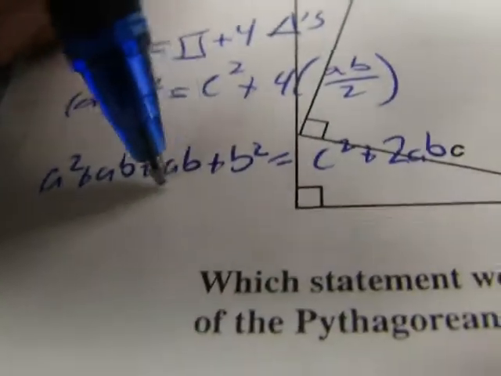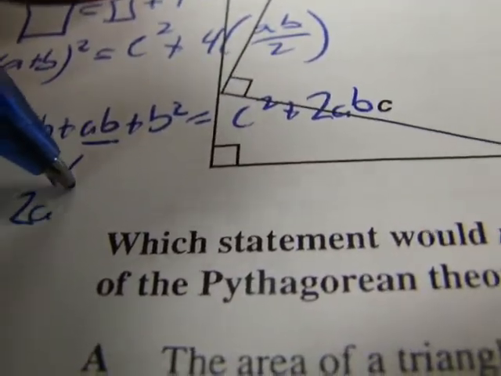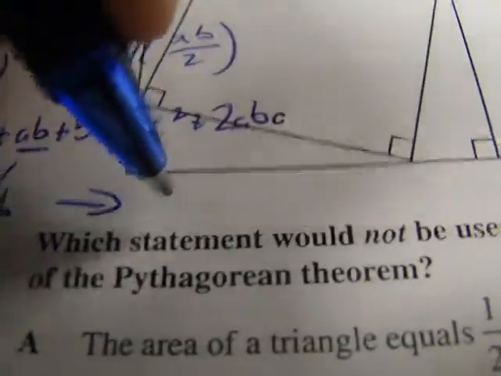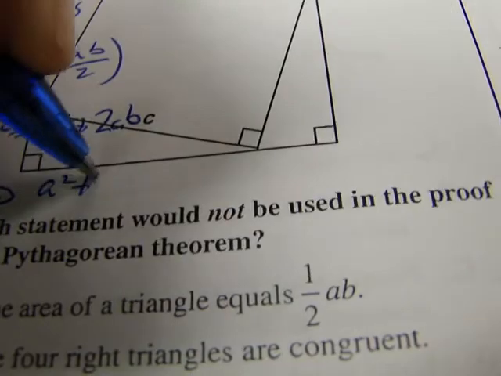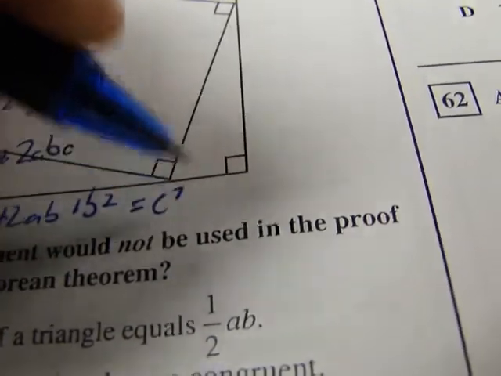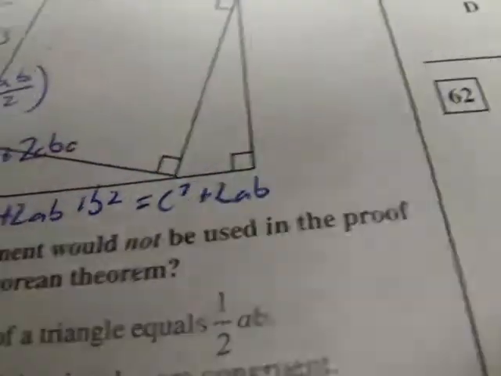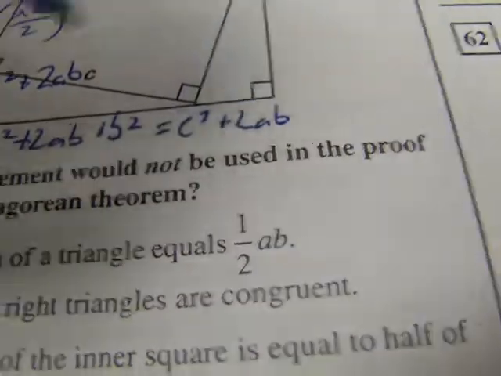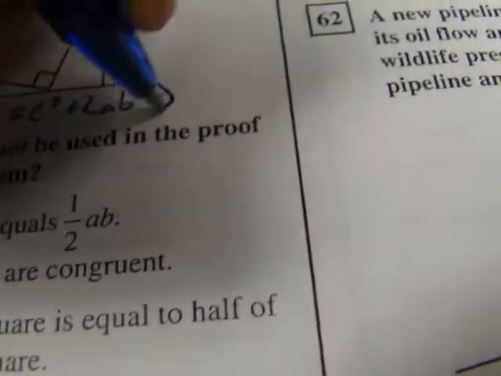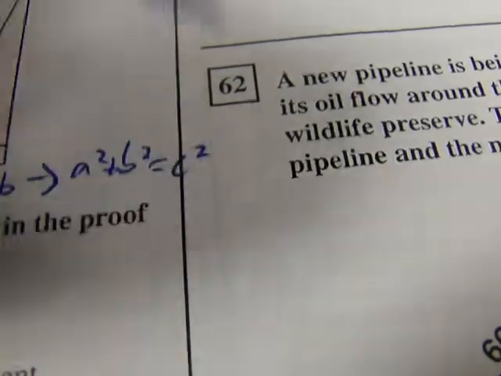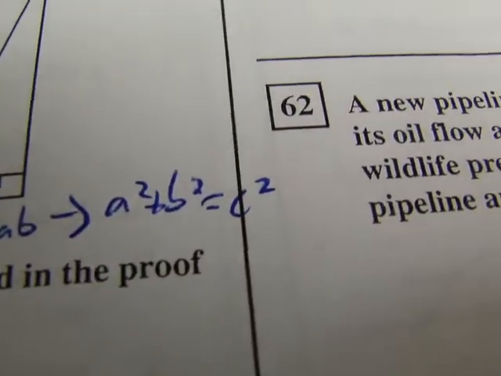Now notice here we've got ab plus ab. When we combine these two, we get another 2ab. So we can rewrite as a squared plus 2ab plus b squared equals c squared plus 2ab. And what you're going to notice is that if we have 2ab here and 2ab here, we can subtract it out, and the last thing it's going to give us is a squared plus b squared equals c squared, the proof of the Pythagorean theorem.